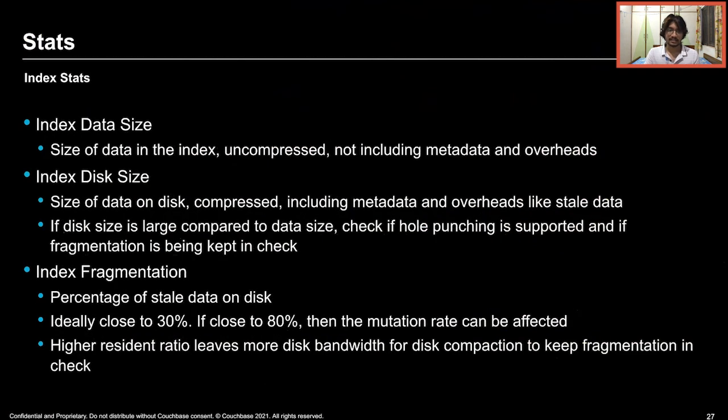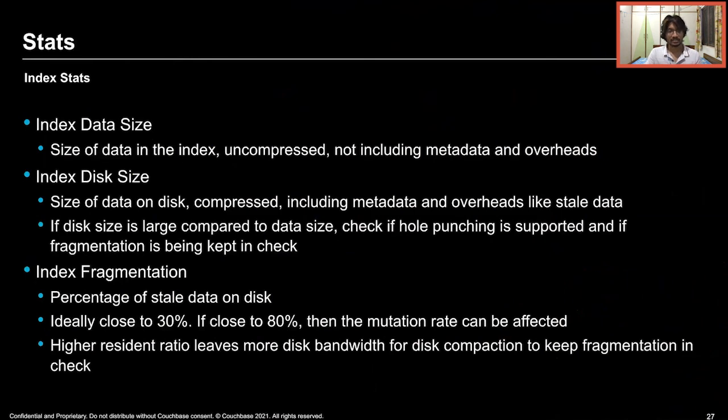The index data size. It's the size of the data in the index, uncompressed and not including any metadata and overheads. It's the latest set of data that is being managed by the indexer. The index disk size, on the other hand, is the size of data on disk, which is compressed and includes metadata and overheads like stale data. If the disk size is large compared to the data size, we have to check if hole punching is supported and if fragmentation is being kept in check.